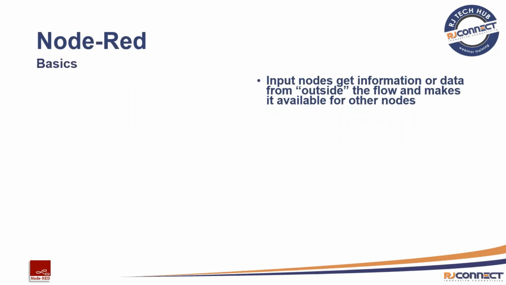So first off, let's take a look at the basics of each node. You'll get input type nodes, which are nodes that get data from outside of the flow and make it available for other nodes or for the flow. In this example, I used an MQTT input node, and this node would be subscribing to a topic from a MQTT broker, and this will then forward that MQTT message from that broker into the flow, and you could then use that data and process it in your Node-RED.